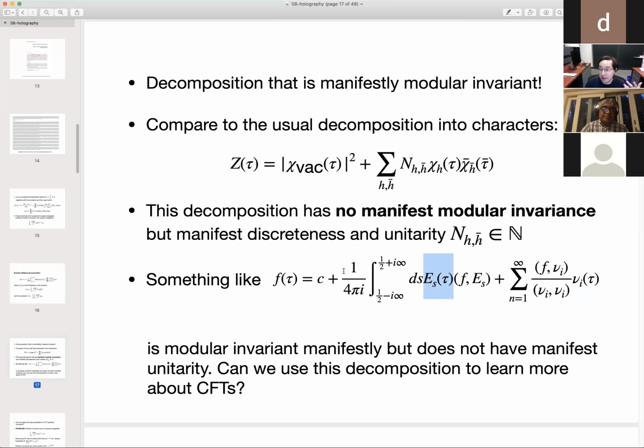And the hope, the big picture of this talk, is we're going to use this new decomposition to teach us constraints about conformal field theory in a dual approach. Instead of considering this approach where unitarity is obvious and then we use constraints of modular invariance, we will take this dual picture where modular invariance is obvious and we'll look at constraints of, for example, unitarity. So the big picture question of this talk is, can we use this decomposition to learn something interesting about CFTs? So maybe now is a good place to stop if there are any questions.